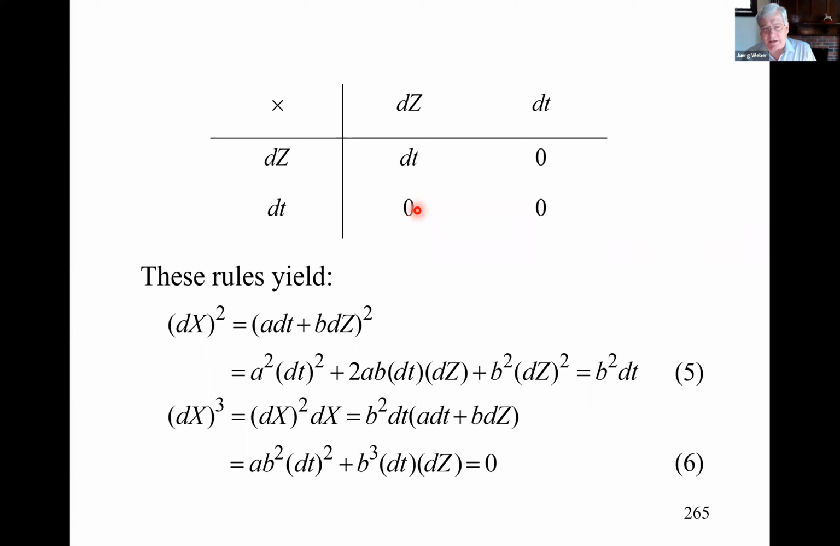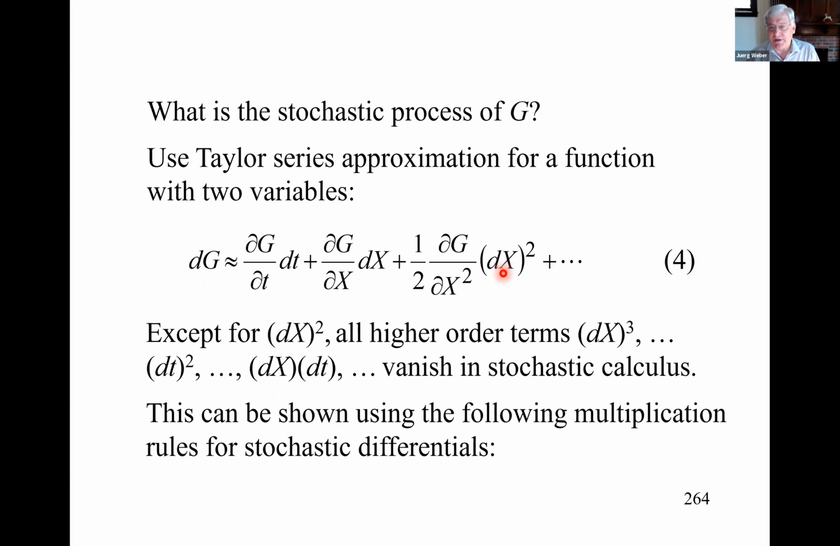Now this table I do not prove. You will find it in books that explain stochastic calculus. Naturally this has to be proven. But this is now very convenient for us. So let's apply those rules here and let's calculate dx squared. You see here we need the dx squared. So let's calculate that.